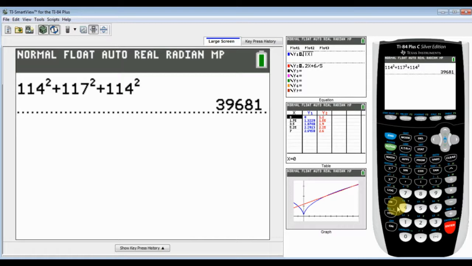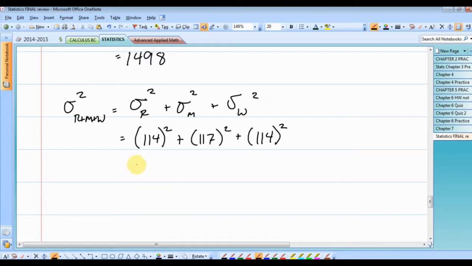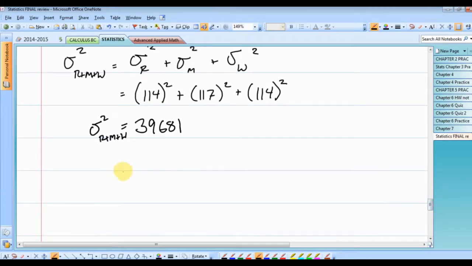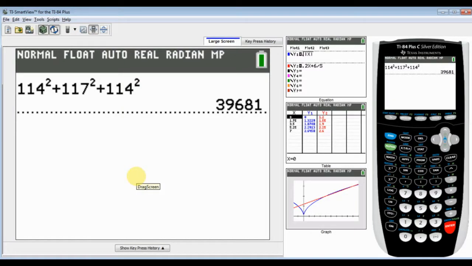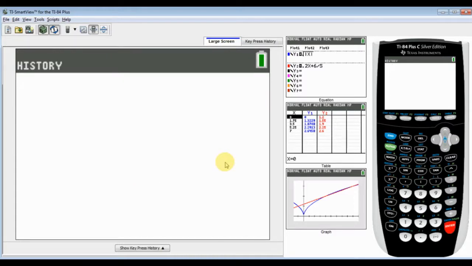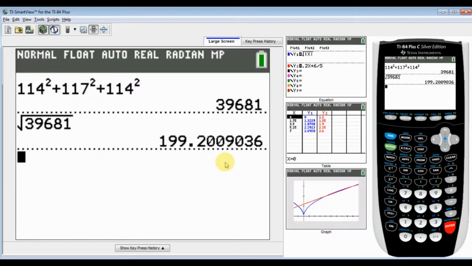That gives us 39,681. And that's going to be the variance of the combined scores. And then, of course, to find the standard deviation of the combined scores, you just square root it. So we're going to do the square root, and that gives me 199.2.